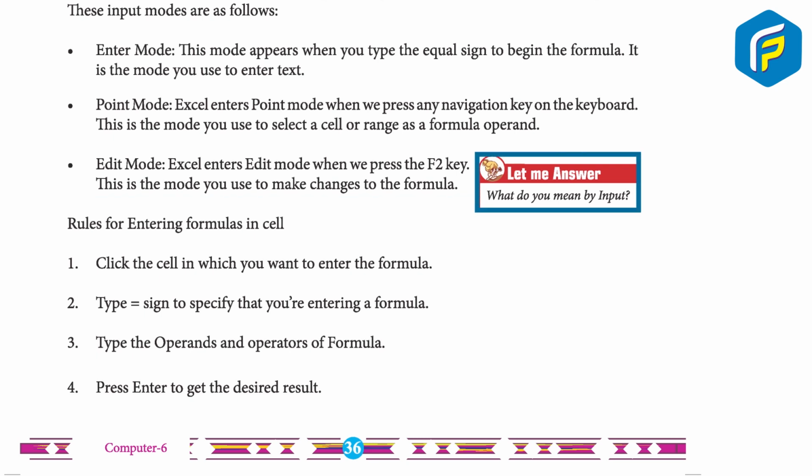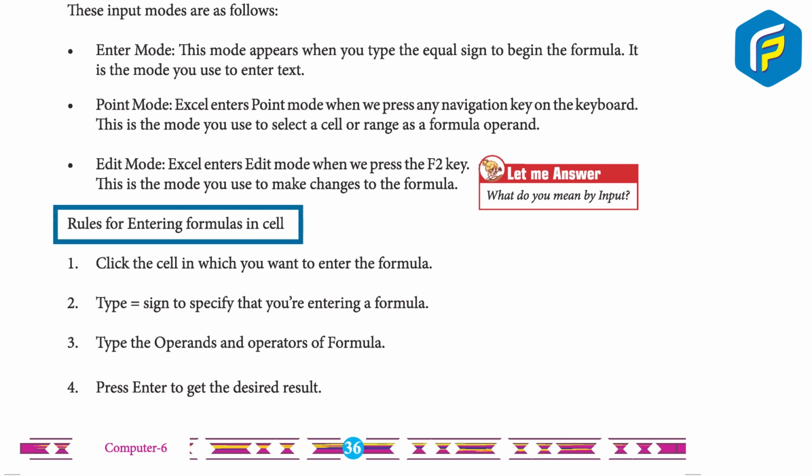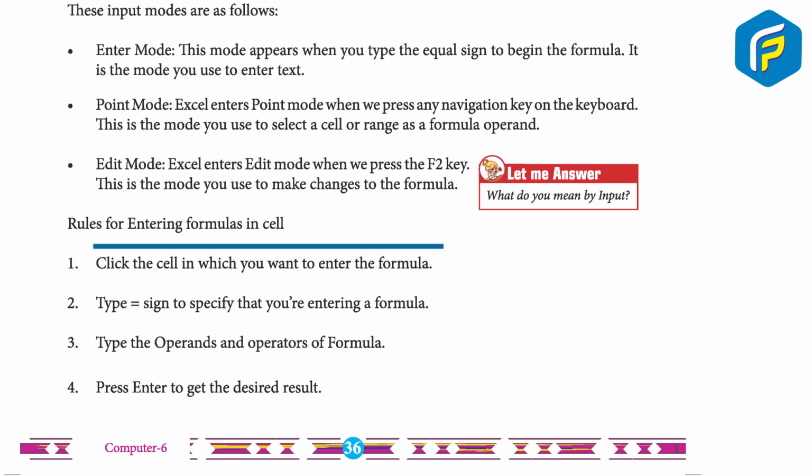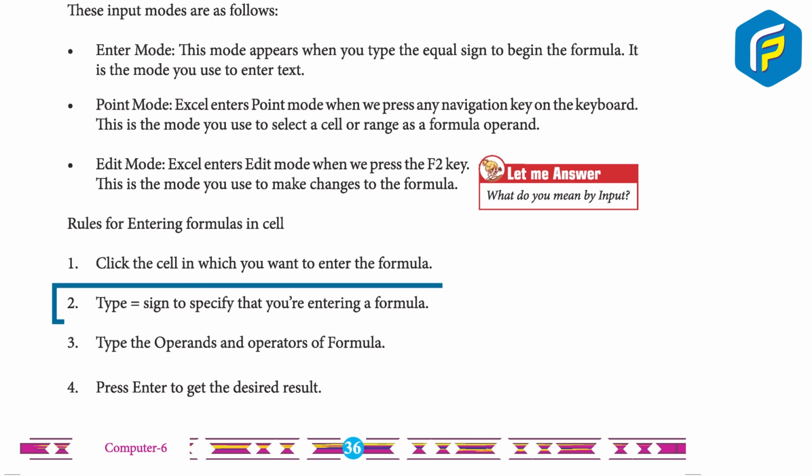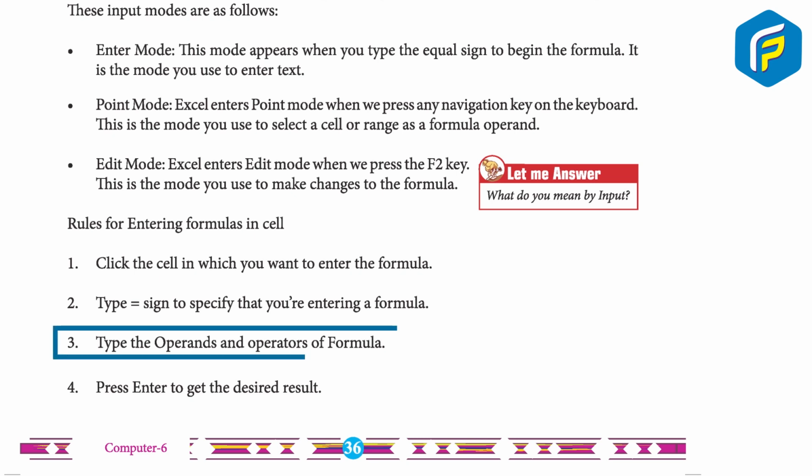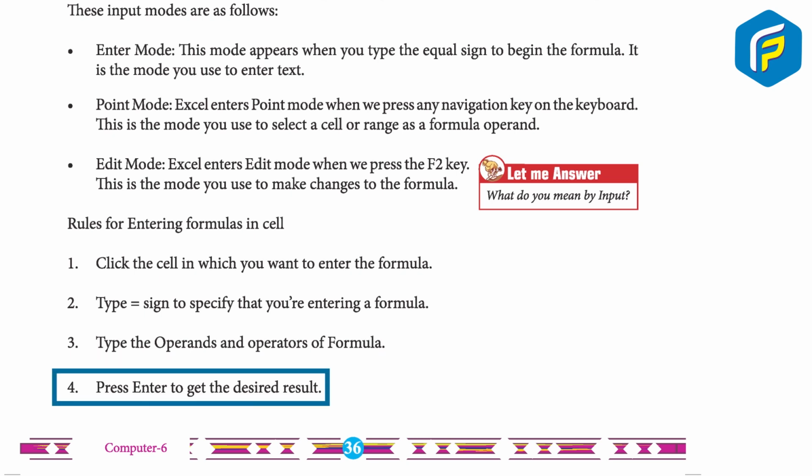Let me answer. What do you mean by input? Rules for entering formulas in cells. 1. Click the cell in which you want to enter the formula. 2. Type the equal sign to specify that you are entering a formula. 3. Type the operands and operator of the formula. 4. Press Enter to get the desired result.